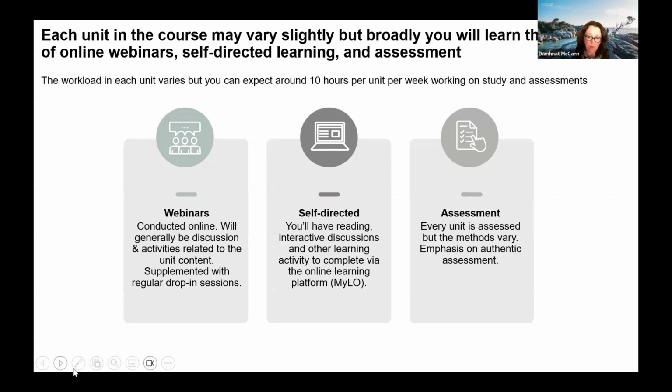Assessments vary. We do, though, put a strong emphasis on authentic assessment. So things like case studies, doing presentations, thinking about your practice area, and assessments geared towards you being able to consider some of the theoretical information and content in the context of your setting is what we're really aiming for.